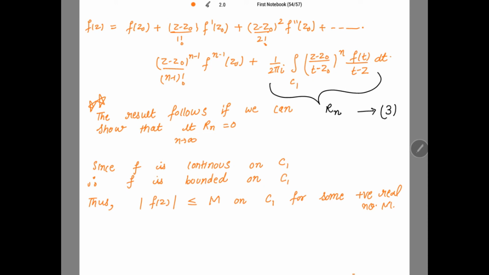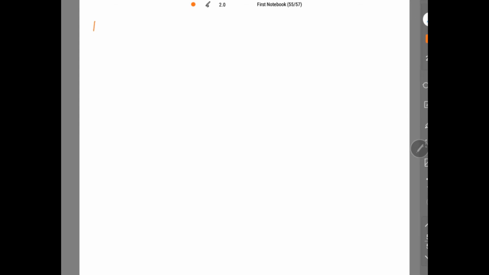Alright, now taking mod for Rn, let's have this Rn. Okay, in the next page, let's start. Mod of Rn is equal to, what is Rn? 1 over 2 pi i integral over C1 of ((z minus z0) over (t minus z0))^n times f of t over (t minus z) dt. This is your Rn.